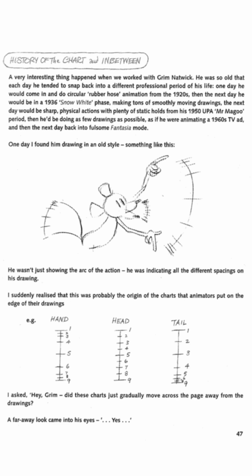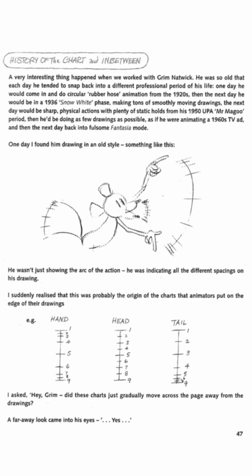He wasn't showing the arc of the action. He was indicating all the different spacings on his drawing. I suddenly realized that this was probably the origin of the charts that animators put on the edge of their drawings. Like the head and the tail, as you see, because they just copied it downward. I asked, "Hey Grim, did these charts just gradually move across the page away from the drawings?" A far away look came into his eyes.